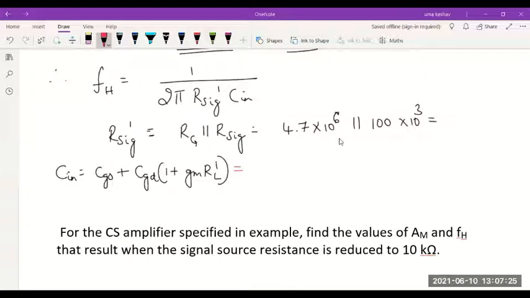46.9779 K, is this 46.9779 K? Remember, this is in mega and this is in K. Just check out if that is right. If it's right, it's fine.